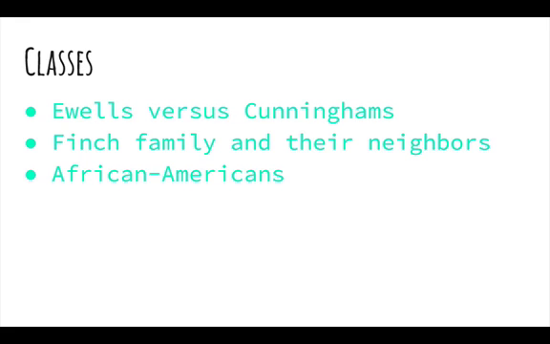In Maycomb, Scout says that everyone is poor, but there are different classes. How are the Ewells different from the Cunninghams? One is a family of hard-working farmers, though they are both in the same class. What about the Finch family and their neighbors, like Miss Rachel and Miss Maudie? They live in town. How are they a different class? Have you noticed black characters that are treated differently?